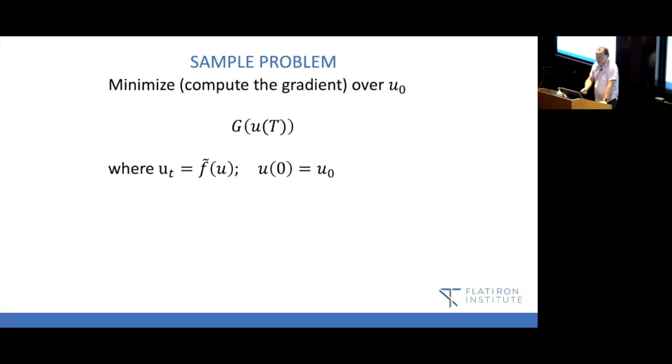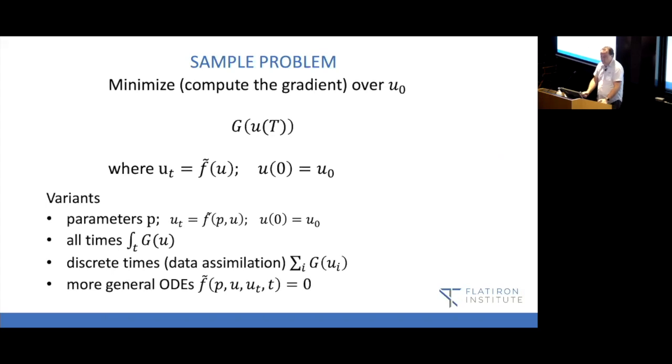Now, there's a variety of other cases that the exact same techniques work for. So we can have parameters p that f depends on, that we want to differentiate with respect to. Our objective function can depend on all time, not just the final solution, or it can depend on particular times inside where maybe you have data. And you can also do this for more general ODEs, which don't have to be written in this form. And the ODEs often may be coming from a PDE problem.